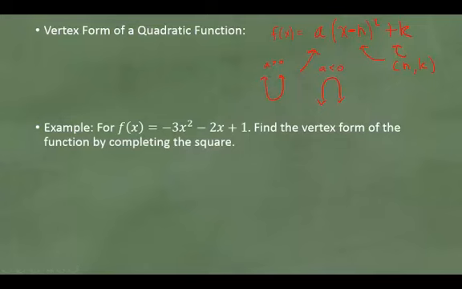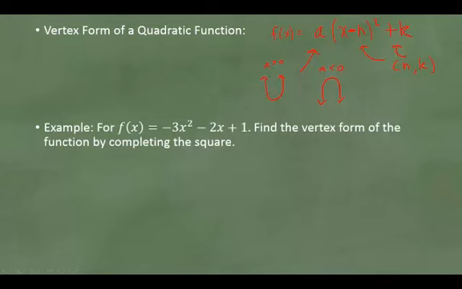Okay, so here's a function, and we're going to try to find the vertex form by completing the square. So we want to write it as a times (x minus something) squared plus k. So we know what the vertex is. We can say the vertex is h comma k.